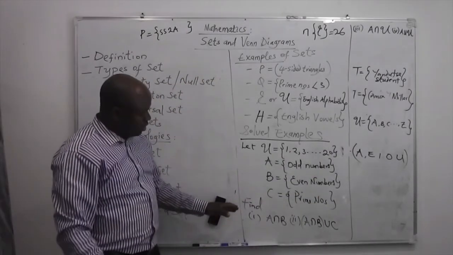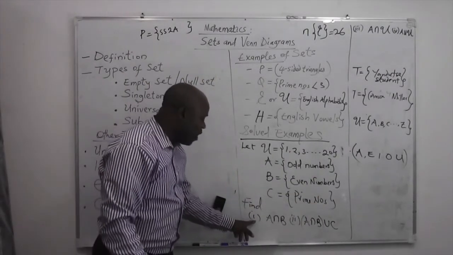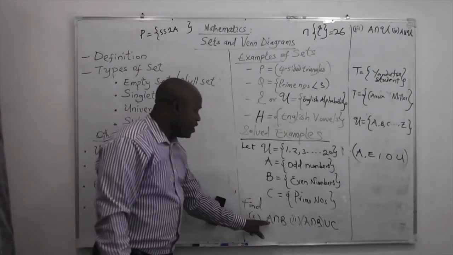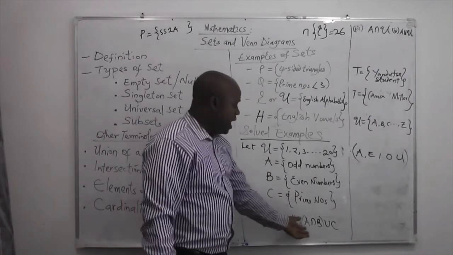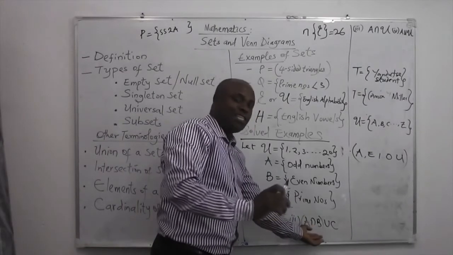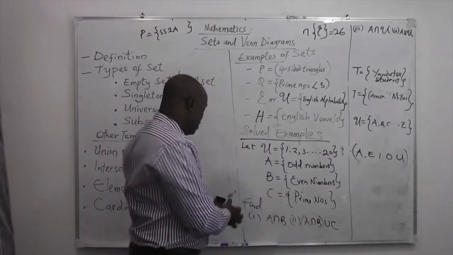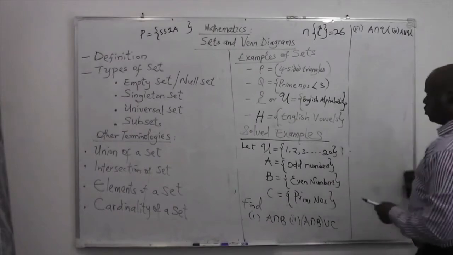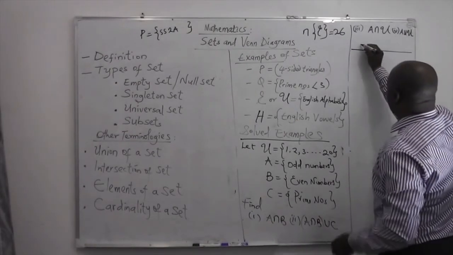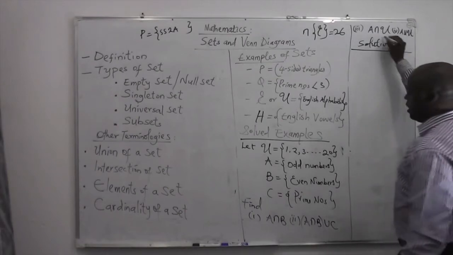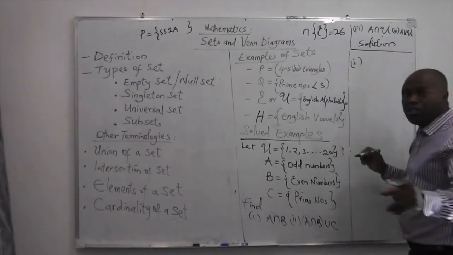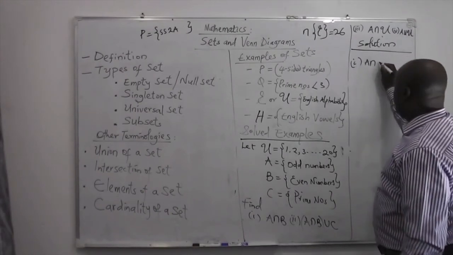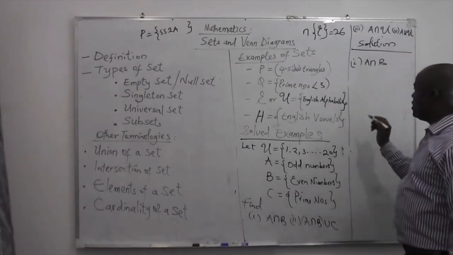So the question that follows is that we should find, 1, A intersection B. That means find the elements that are common to A and B. Number 2, we have to find A intersection B, then the union with C. So let's see quickly how we do that. We also have a third one here and a fourth one. But because of time, let's just go straight to the solution of this problem. Number 1 is nothing but A intersection B.